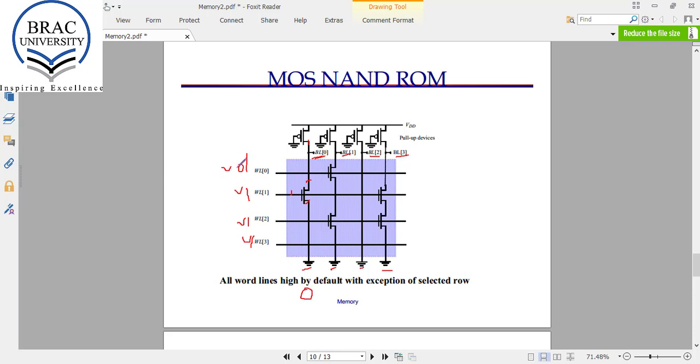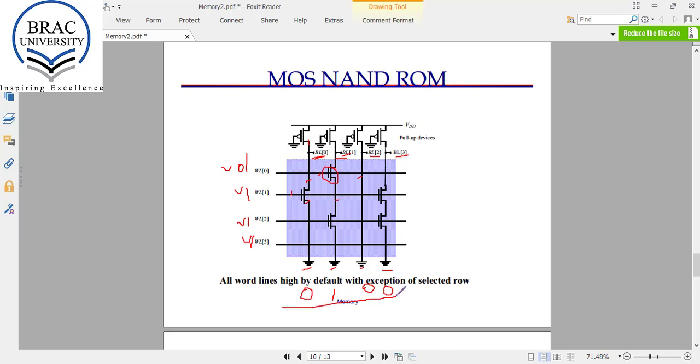When this is 0 and this transistor is on, this voltage is 0, so this transistor will not turn on. This disconnects the ground from this BL1, so the value stored here is 1. So the value of BL1 is 1, so the stored value is also 1. Similarly, here we have 0 and again we have 0. So we get this value.